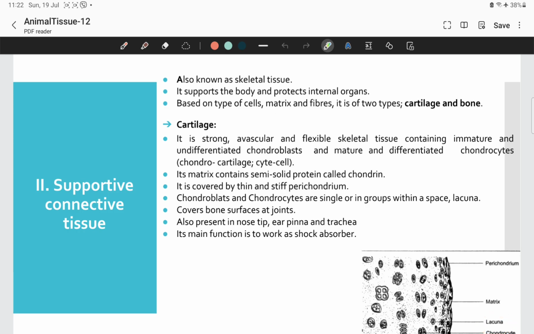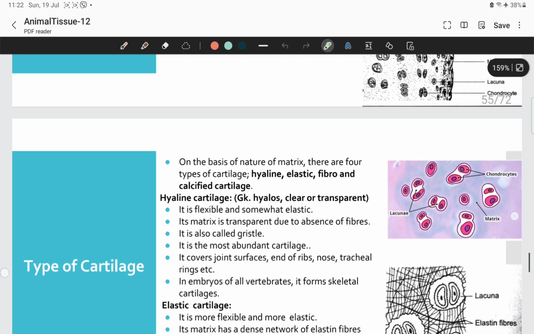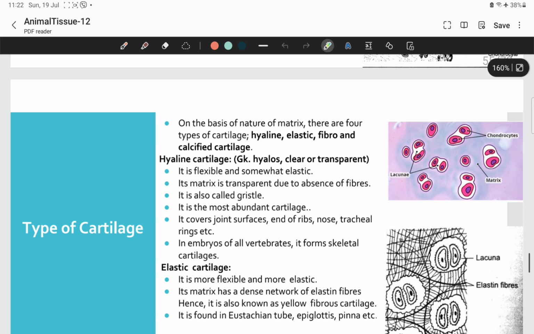The cartilage especially covers our bone surface at joints so that it can absorb shock. So one main function of cartilage is to absorb shocks. On the basis of the nature of the matrix, there are four types of cartilage. The first is hyaline cartilage, then elastic cartilage, fibrocartilage, and calcified cartilage. So it is all categorized based on the nature of the matrix.